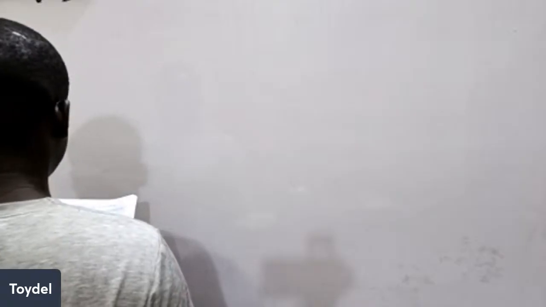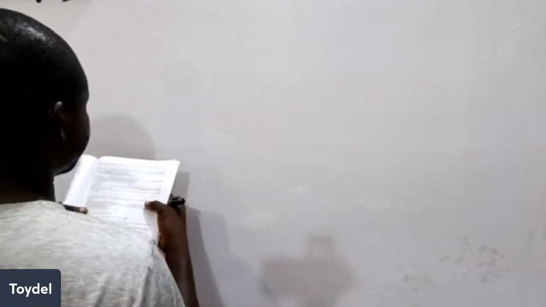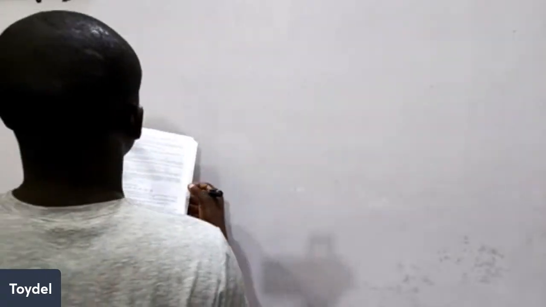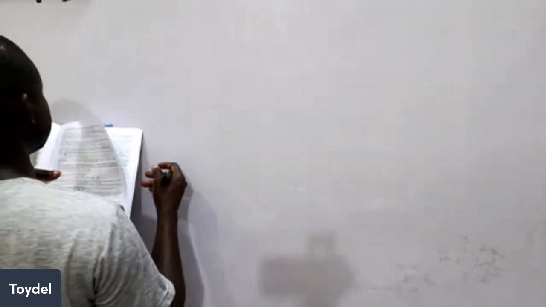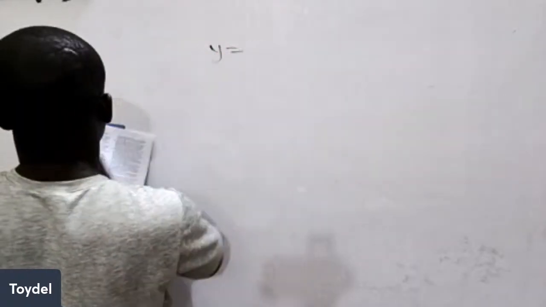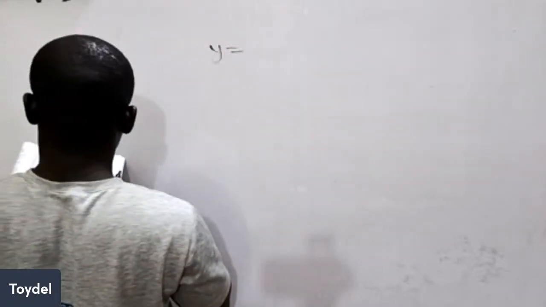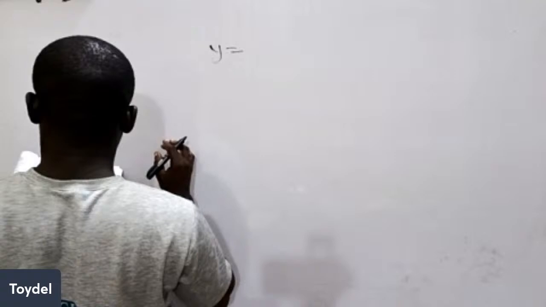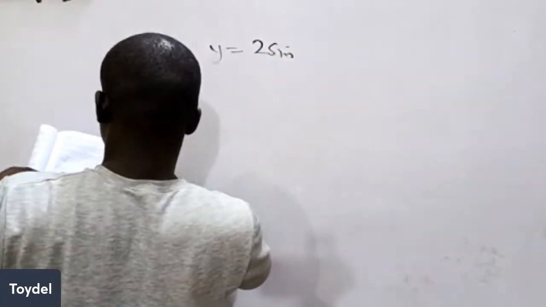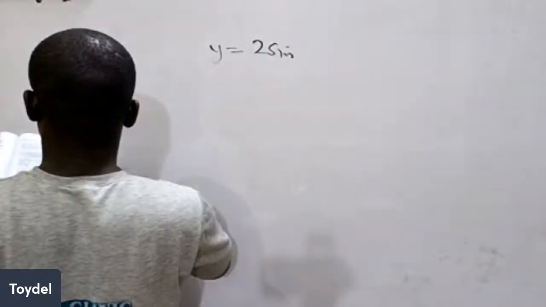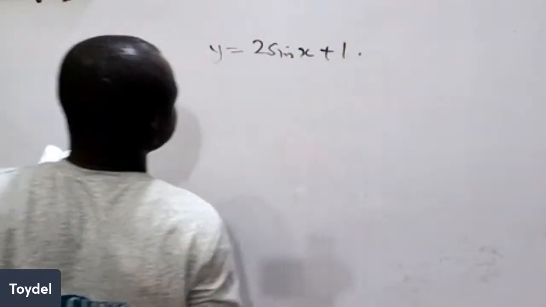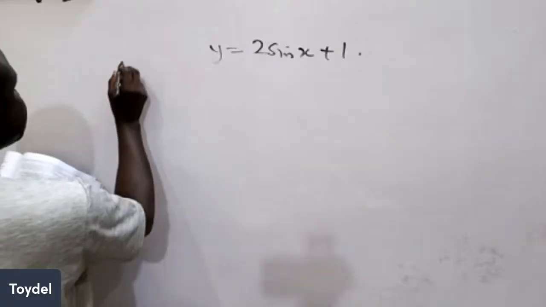So I've gotten one here. This is 2014, question 7. Then we have copy and complete the relation y. Here we are given y to be equal to 2 sin x plus 1. That's what we have. And this is the table.